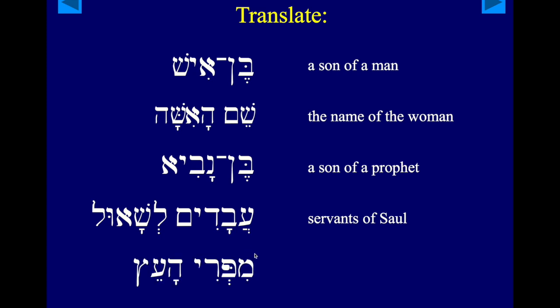Mi-pri ha-etz. This one's tricky. I've tricked you here. I've added a little something here. This is min. This is the preposition min, from, the nun curled up and jumped into this word. Pri means fruit. From fruit. Ha-etz, the tree. Fruit is a noun, and the tree is a noun.